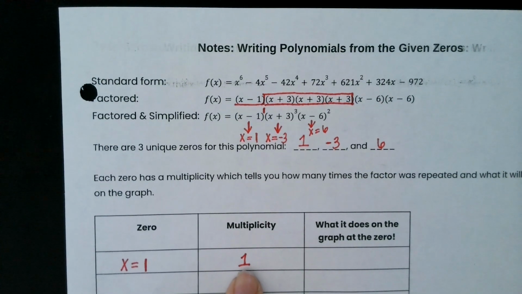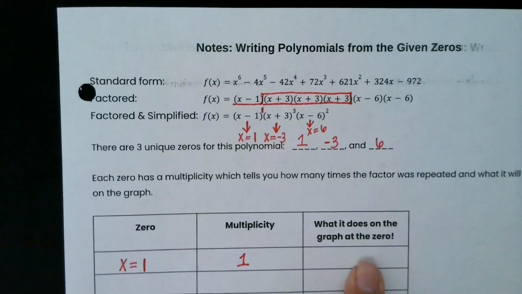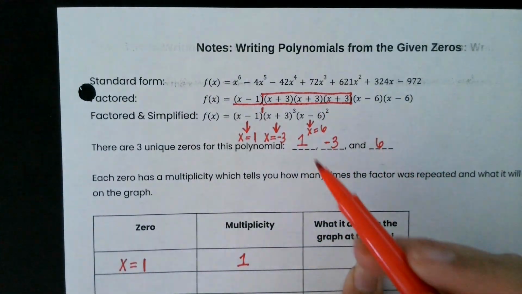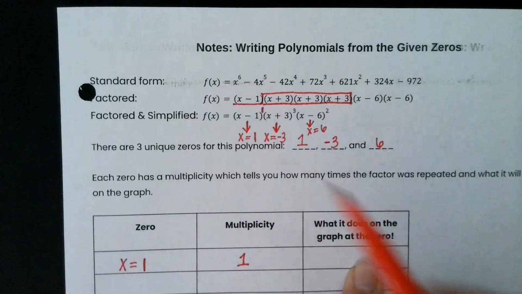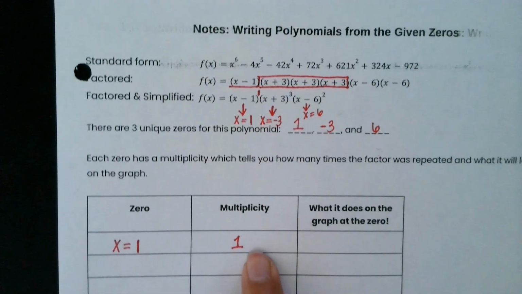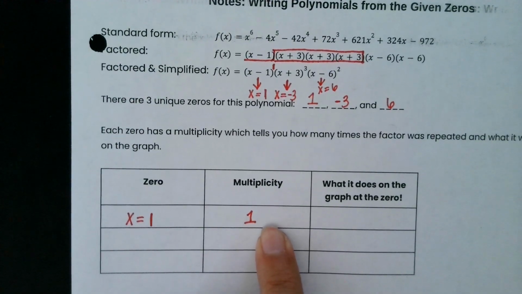Now, different multiplicities actually tell you what the graph of this polynomial will do when you draw the graph. Whenever there is a multiplicity of 1, I'll show you pictures of these in just a minute, but let's just write it down first.